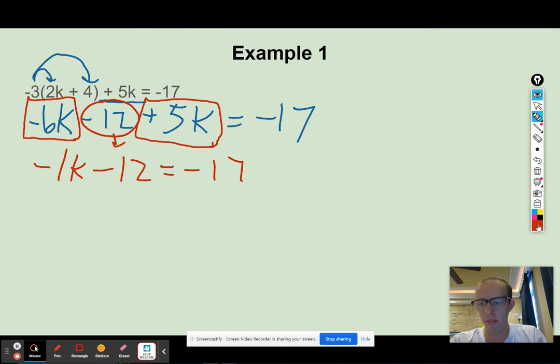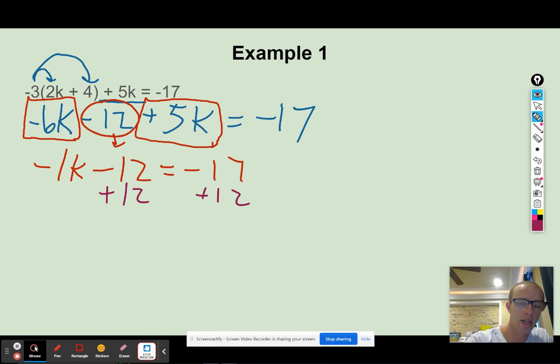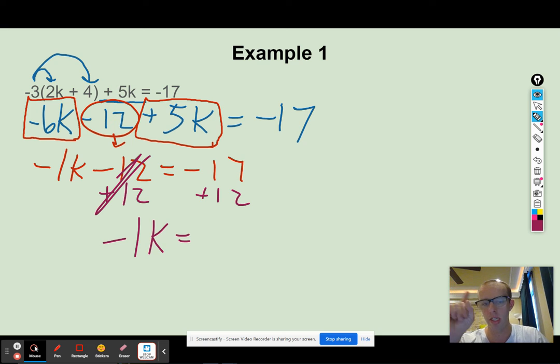So I get -1k minus 12 equals -17. So first I simplified, and now I'm back into familiar territory. I'm in territory I can be successful in. I'm at a two-step equation. If we master two-step equations, then all solving equations is simplifying until I have a two-step equation, and then I can solve. So to get rid of a -12, I add 12 to each side. These cancel. I'm left with -1k equals -17 plus 12.